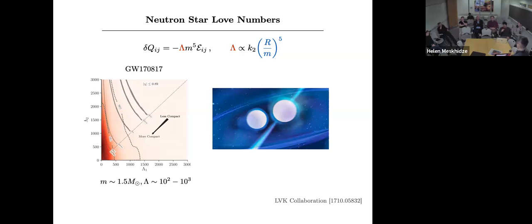But you can also get R from NICER. You can get R from NICER. People have discussed that maybe that's a different population of neutron stars. NICER is an X-ray satellite observatory. You can measure R perhaps, but on other systems, not this one.